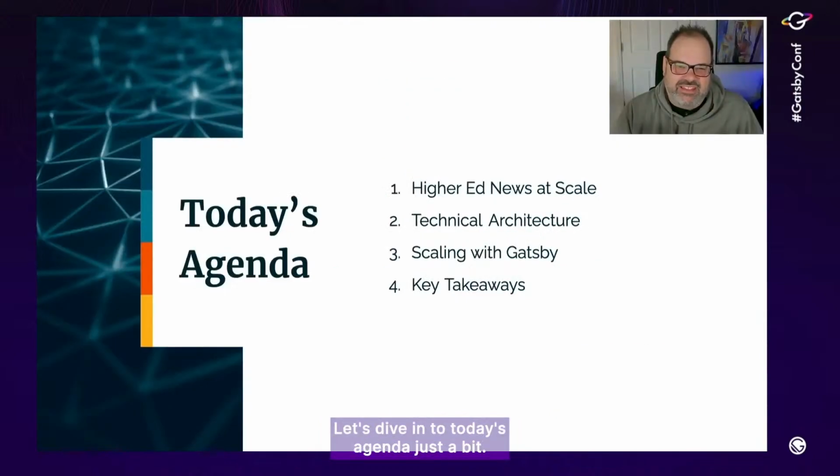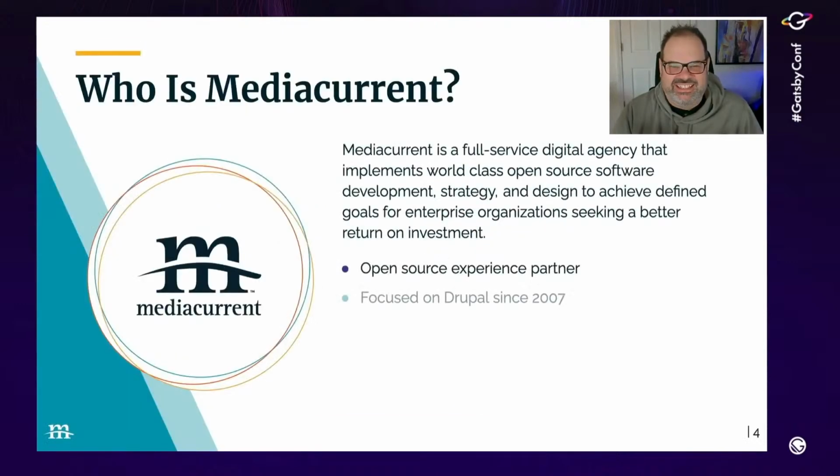Let's dive into today's agenda just a bit. We're going to open up with a bit about higher ed news at scale, some background on the business needs for the project. Then we're going to talk about the technical architecture, some of those decisions that we made along the way. And then the most interesting aspect, I think, of this talk is scaling with Gatsby. It's those things that we learned along the way to help us manage the scale of this enormous site. And we'll wrap with some key takeaways that you can take back to your projects following this talk.